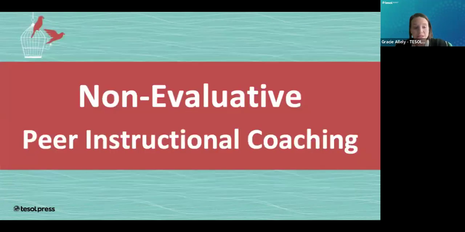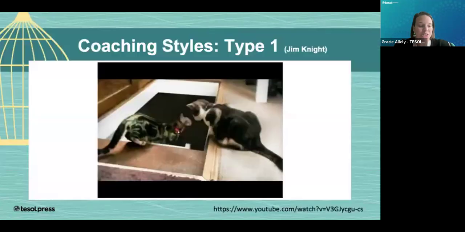A fundamental piece of the Swell or school-wide English learning program is non-evaluative peer instructional coaching. And I can't stress that non-evaluative peer any more than I possibly can. It is so important that these coaches be coming alongside and not be coming in as reviewers or grading or submitting evaluations to administration, but really there as a peer to help support each other, learn from each other, and collaborate. So I want to share a couple of videos on the different coaching styles.